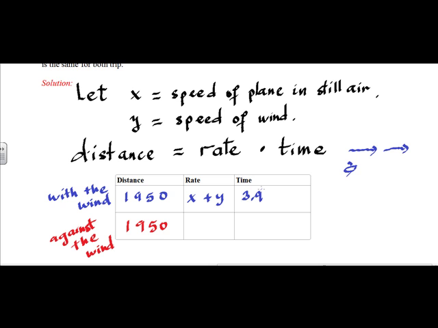Now, on the return trip, the wind still goes this way, but the plane goes that way. The plane goes back on the return trip. So you go against the wind this way, right? So you have x minus y, and here we have 5 hours.